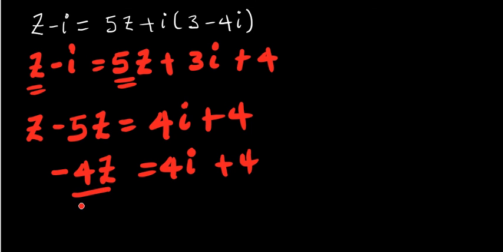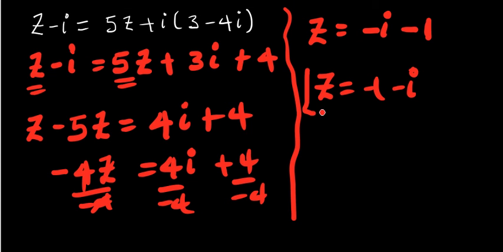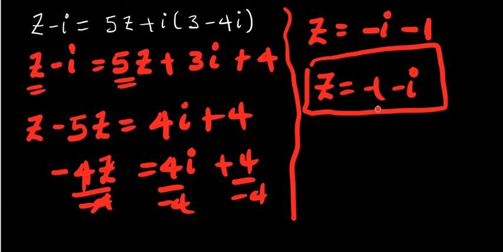If you divide each of the terms by negative 4, then the z value will be negative i minus 1, or we can write it as negative 1 minus i, because mostly in the case of a complex number the real part must be first and the imaginary part the next one. Therefore it can be written negative i minus 1 or negative 1 minus i. This is the complex number z.